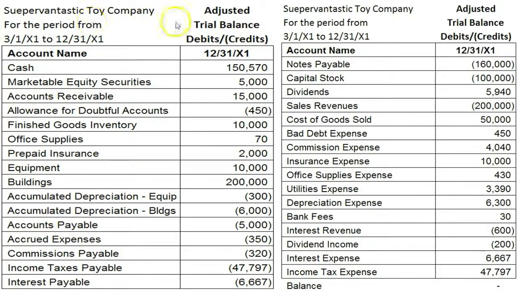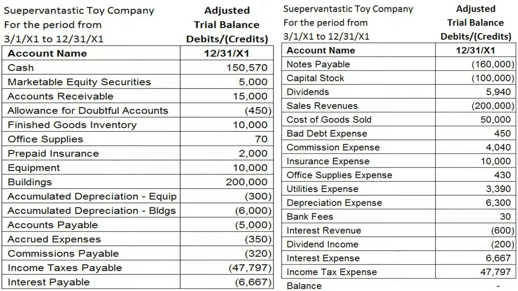If you recall, this is the adjusted trial balance that we use to prepare the financial statements. One key thing you should see is that we still have all revenues, expenses, and dividends on this adjusted trial balance, and our retained earnings account for this brand new company didn't even appear because it was a zero balance on the adjusted trial balance. What that means is all these temporary accounts need to be closed into retained earnings.